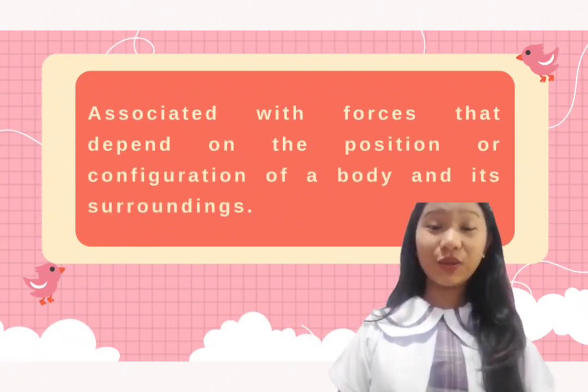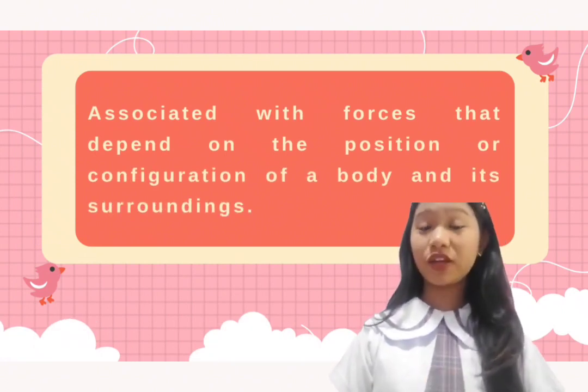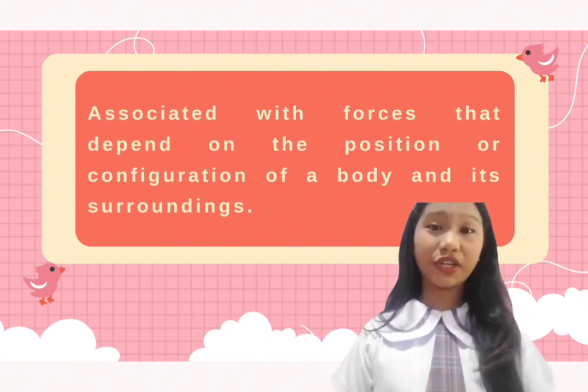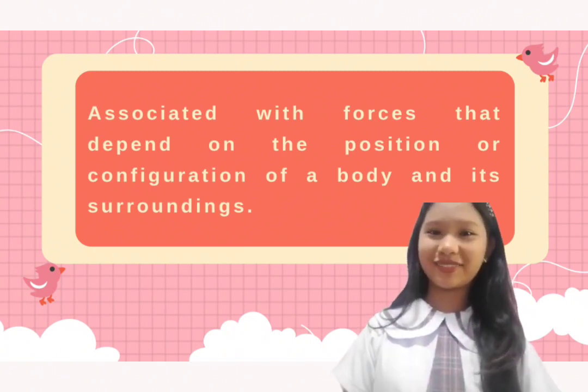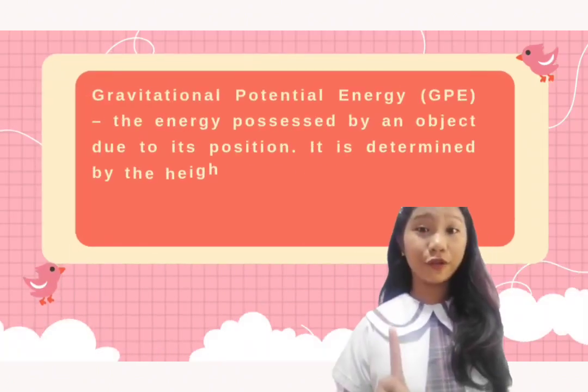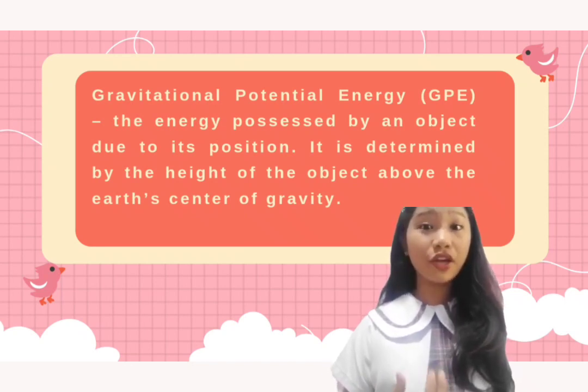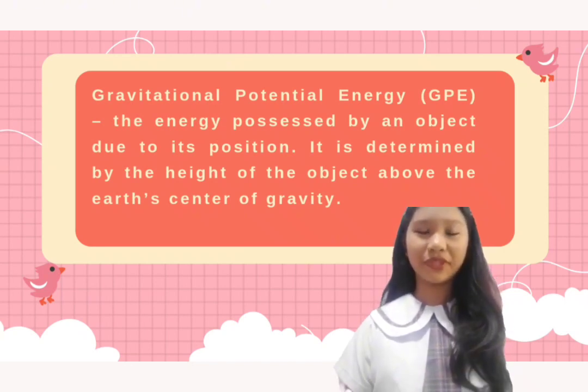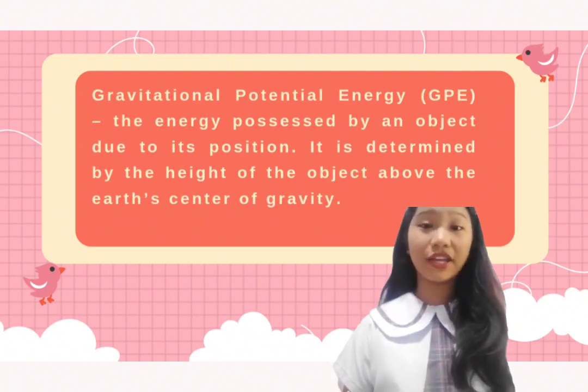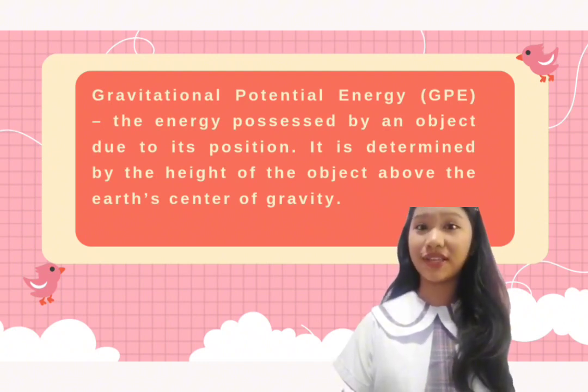Potential energy is associated with forces that depend on the position and configuration of a body and its surroundings. First, gravitational potential energy, or the GPE, is the energy possessed by an object due to its position. It is determined by the height of the object above the Earth's center of gravity.